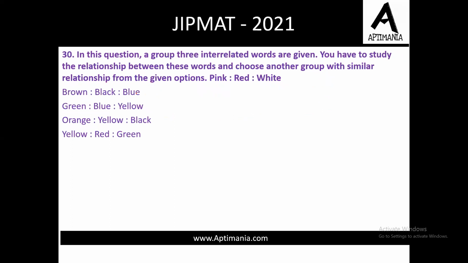In this question, a group of 3 interrelated words is given. You have to study the relationship between these words. Choose another group with similar relationship from the given options. Pink, red and white. Now we know that when we mix red and white, it gives us pink. So basically first is the combination of second and third. Using the same logic, we can say that option 2 is the correct one. Why? Because when we mix blue and yellow, we get green color. So using the same logic, option B is the correct answer.